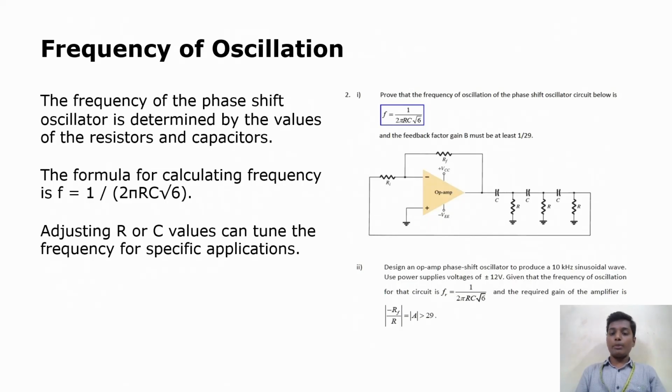Design an operational amplifier phase shift oscillator to produce a 10 kHz sinusoidal wave. Use power supplies of ±12 volts. Given that the frequency of oscillation for that circuit is fr = 1 / (2πRC√6), and the required gain of the amplifier is |−Rf/R|, that is |A| is greater than 29.